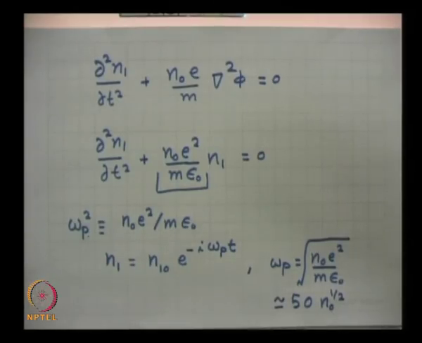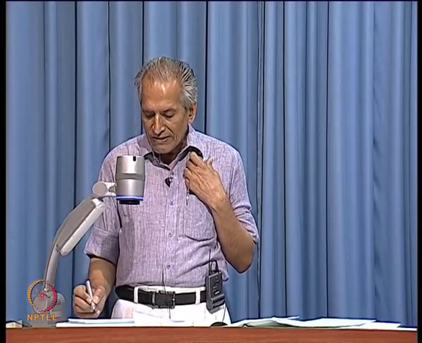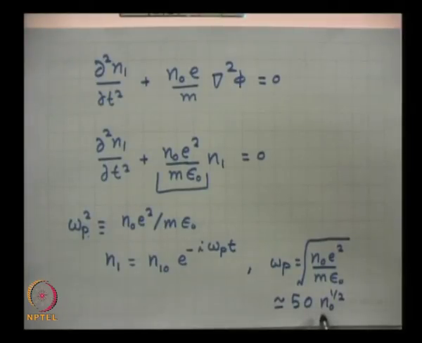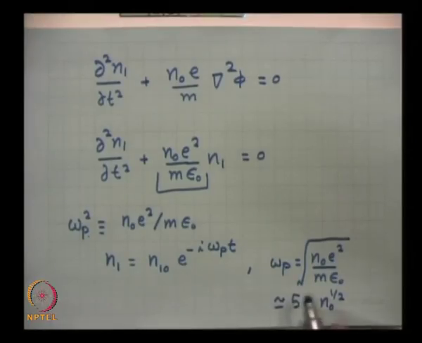A plasma of higher density will have a space charge oscillation of larger frequency, whereas a plasma of low density will have a space charge oscillation of low frequency. And this is a very important phenomenon, that a plasma supports space charge oscillations. In this derivation, I ignored the effect of temperature. When you include that, then these plasma oscillations are called plasma waves.